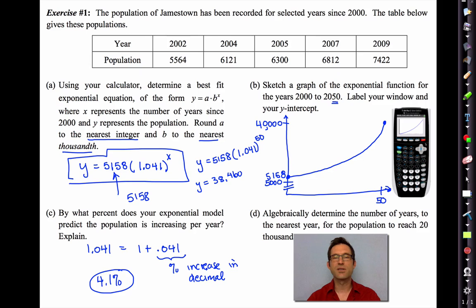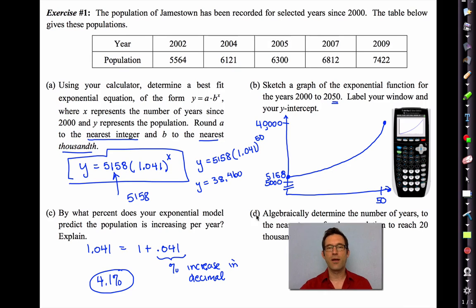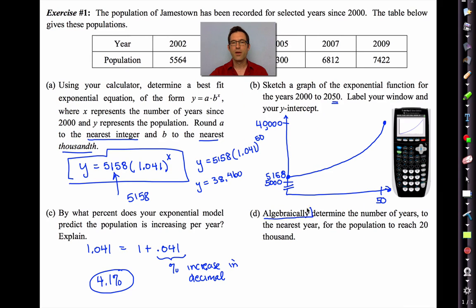Now letter D asks us to algebraically determine the number of years to the nearest year for the population to reach 20,000. All right, see if you can do this algebraically. This is a nice review of some exponential algebra, if you will. All right, let's go through it. I don't have a lot of space here, so I'm gonna try to write kind of small. We'll see how it goes.